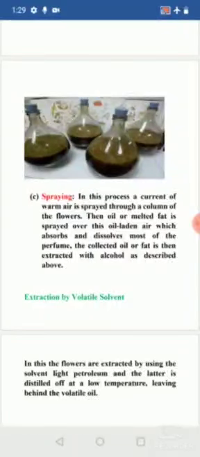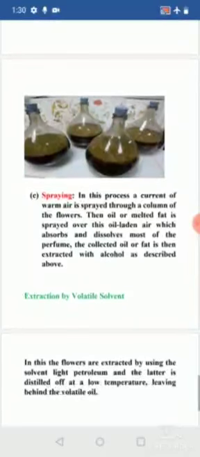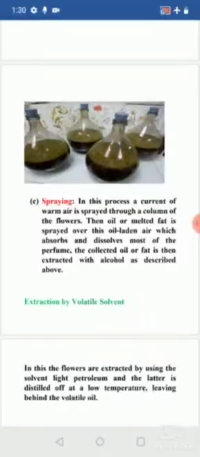So simple. You are going to take a column, like the burette which you use in the laboratory. In that you keep the petals, then you pass the hot air, which is going to moisten them, and the volatile oil is going to come out. Then you spray the hot oil or hot lard on the same column, which is going to absorb the volatile oil released by the petals, and that you collect and extract by using alcohol.